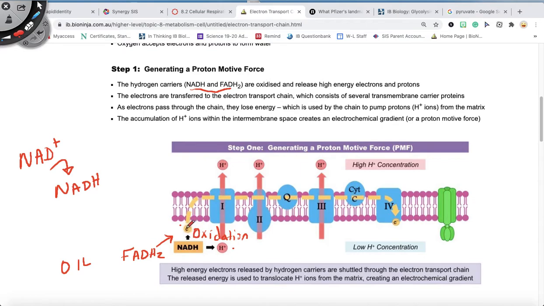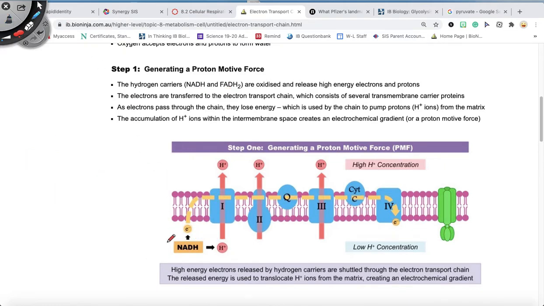So how do the electrons and the hydrogens play an important role here in this process? So let's look at it. So notice what's happening to the electrons. The electrons are going to bounce from one integral membrane or transmembrane protein to the next. So the electrons are going to go from one to the next, and to the next, and to the next. Hence the name, the electron transport chain. The chain is made up of integral transmembrane proteins.